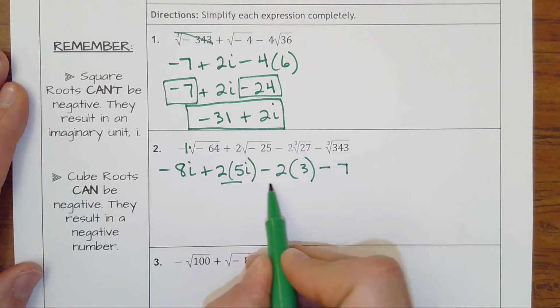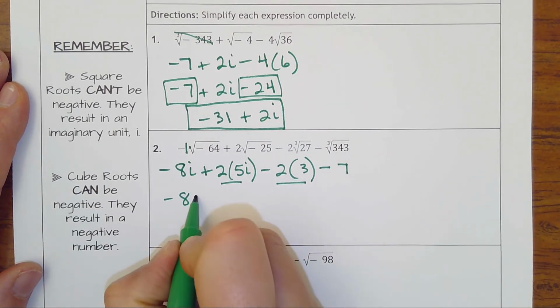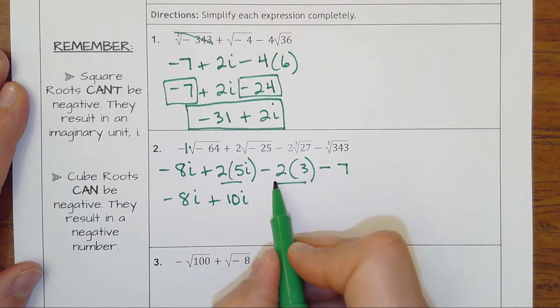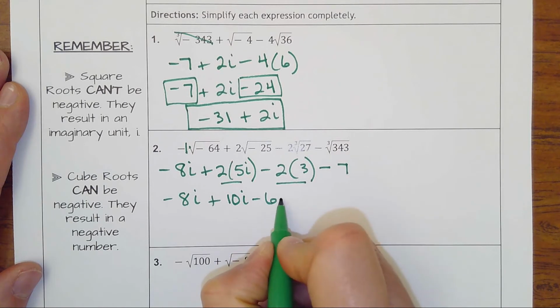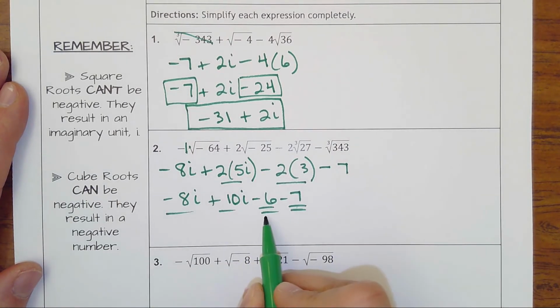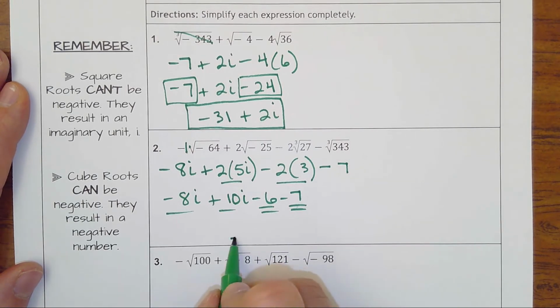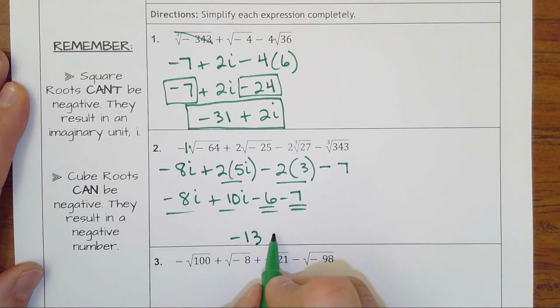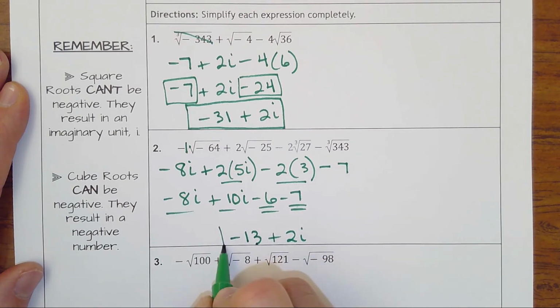I'm going to do my multiplication next: negative 8i plus 2 times 5 would be 10 times i. Negative 2 times 3 is negative 6 minus 7. Combine my like terms. Put the real part first. Negative 6 minus 7 is negative 13. Negative 8 plus 10, or 10 minus 8, would be positive 2i.